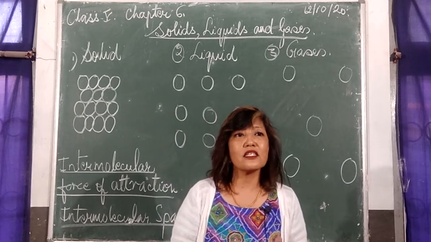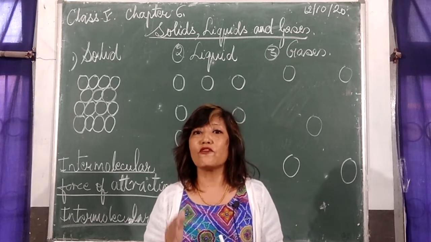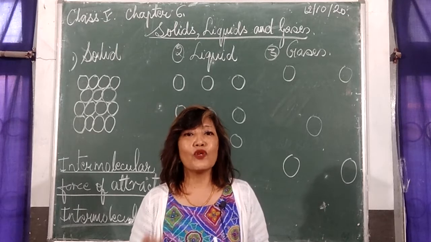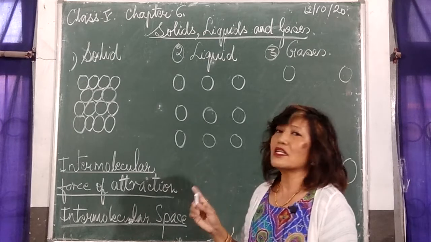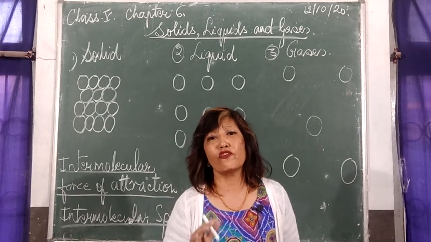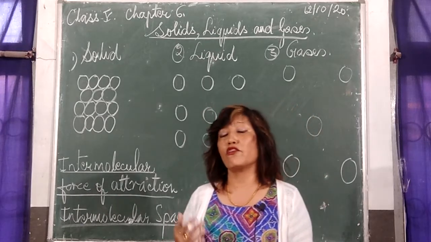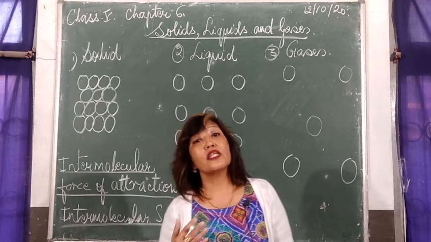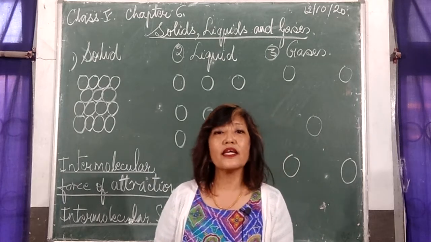Based on the arrangement of molecules, matter is divided into three groups, or matter has three states, and they are solids, liquids, and gases. Some of the matter you find in the solid state, some in the liquid state, and some in the gaseous state. Now we are going to discuss the arrangement of molecules in solids, liquids and gases.